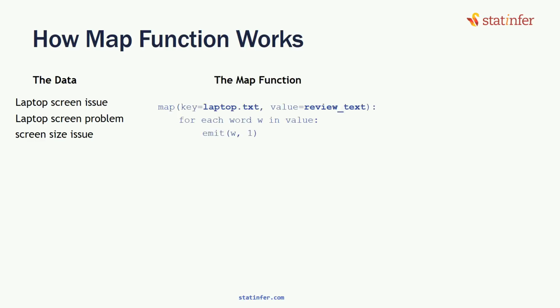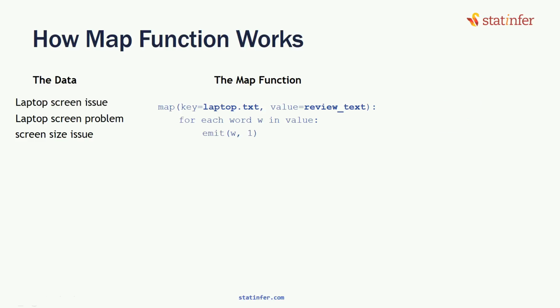So the map function takes input as key and value. Key is laptop.txt, the text file name, and value is review_text, whatever these whole three lines are, that is the value. For each word in this, it will emit just the word comma one. Word comma one will be the output. So if you apply this map function on this data, the output will be like this.